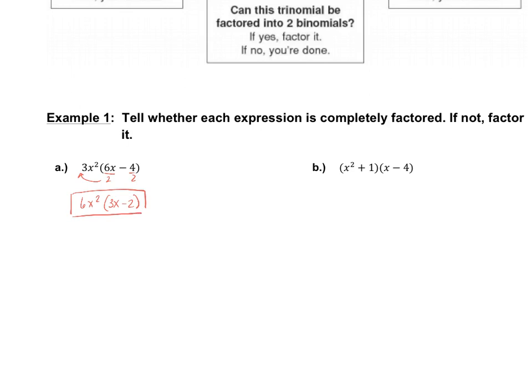In example B, I have a couple binomials, so I could see if there's a GCF. There's no GCF here except for 1, so that does me no good. There's no GCF in this group except for 1, so that does me no good as well. And then next I could see if there's a difference of 2 squares. Well, this is a sum of 2 squares, but there's nothing I could do with that. And here, the 4 is a perfect square, but the x squared, the x would need to be squared. And since it's not, it's fully factored. There's nothing more I can do on that one.